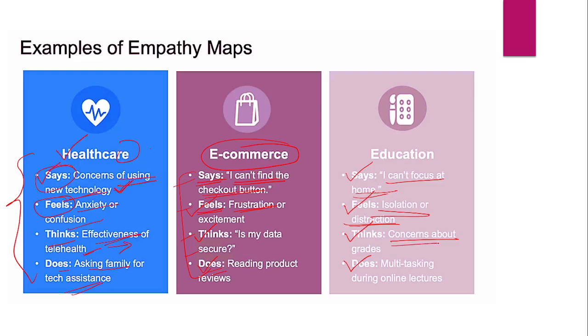Thinks: concern about the grades. You are not going to take any actions, but you are concerned about the marks and grades. And does: multitasking during the online lecture. For example, I ask you to listen to the video, or during the lecture also we are taking classes, you are doing some other task in parallel on the mobile phone or laptop. So these are the things you have to map correctly for any kind of users.